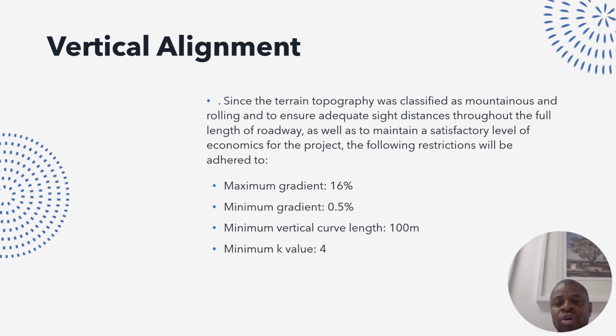Since the terrain topography was classified as mountainous and rolling, and to ensure adequate sight distance throughout the full length of the road, as well as to maintain a satisfactory level of economics for the project, the following restrictions will be adhered to. We have a maximum gradient of 16%, a minimum gradient of 0.5%, a minimum vertical curve length of 100 meters, and a minimum K value of 4.